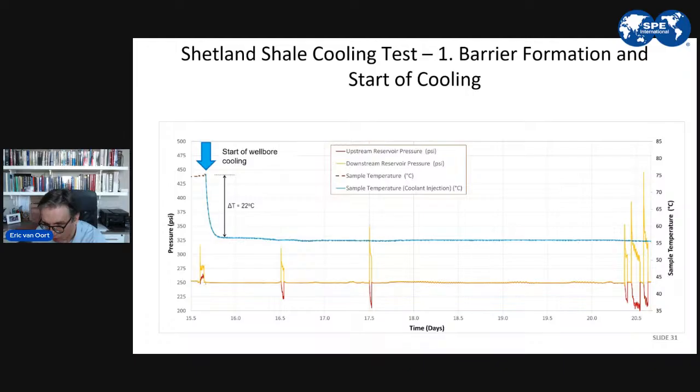We did this also for a Cretaceous shale, the Shetland shale, provided by Equinor. The Shetland is even better in barrier formation than the Lark. It forms a barrier actually more quickly than the Lark shale. And we saw the same thing. When we cooled the wellbore down, we always saw separation of the upstream and downstream pressure. The upstream reservoir pressure here is inverted because in this case we didn't shield it properly from the cooling, but you can clearly see that there is pressure isolation between the upstream and the downstream side.